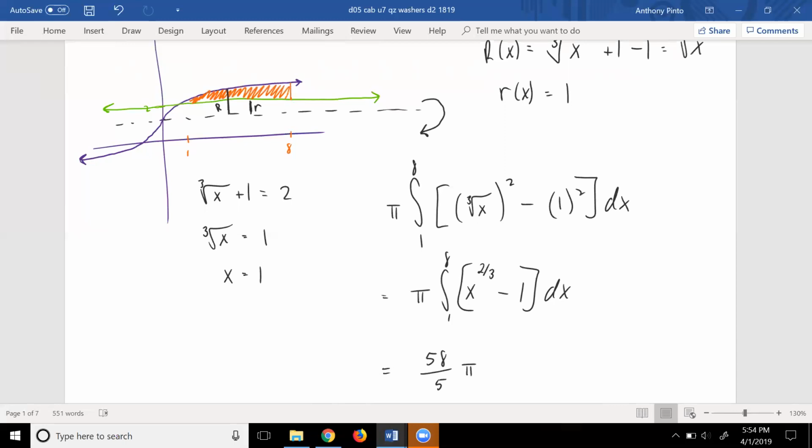We'll continue talking about these. This is called the washer method because you literally make washers. It looks like washers whenever you look at the cross sections. It's just made up of a bunch of different sized washers.